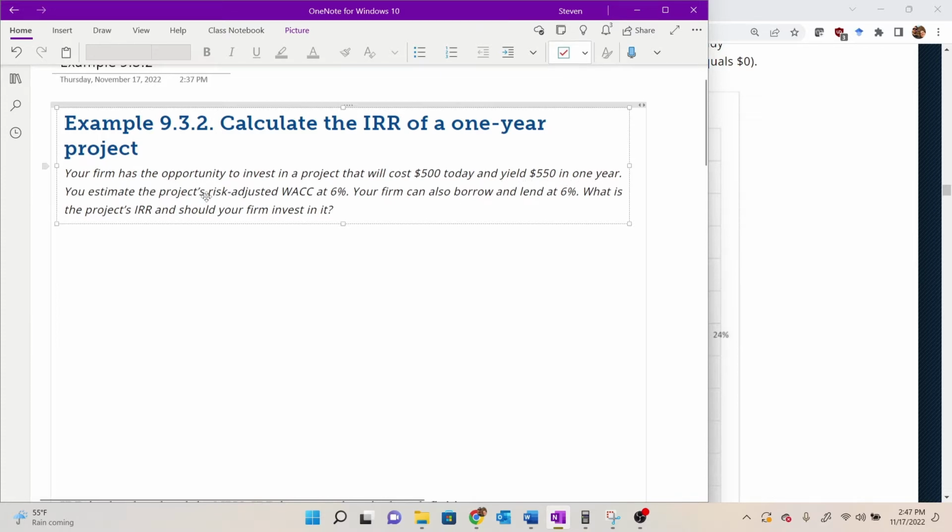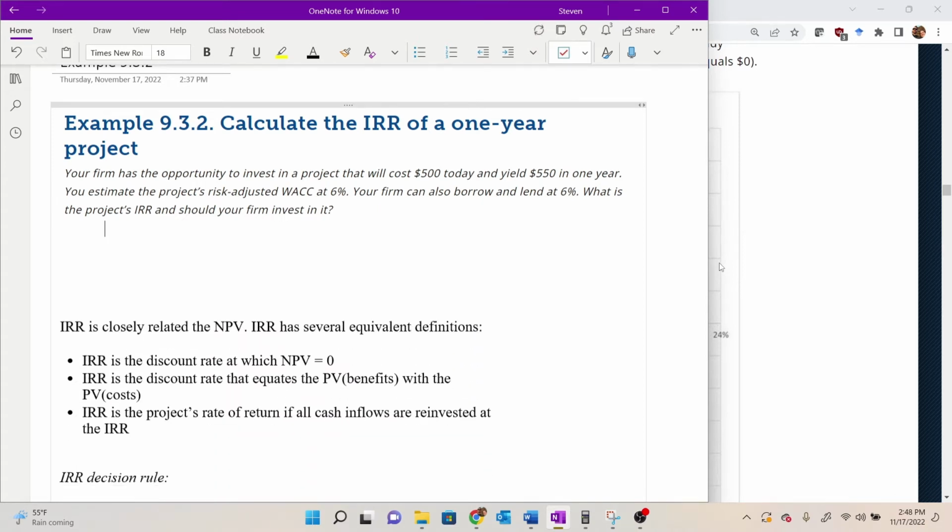You estimate the project's risk-adjusted weighted average cost of capital at 6%. Your firm can also borrow and lend at 6%. What is the project's IRR, and should your firm invest in it? And that should say, of course, according to the IRR investment rule. Now, we're using the same setup so that we can explore the relationship between NPV and IRR.